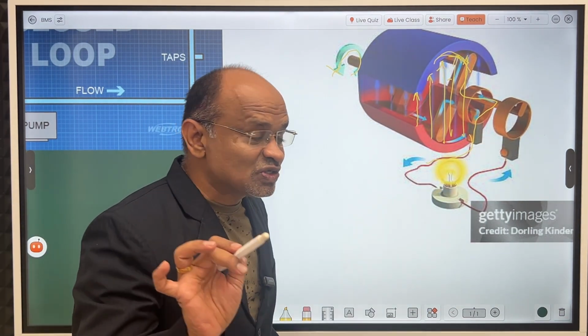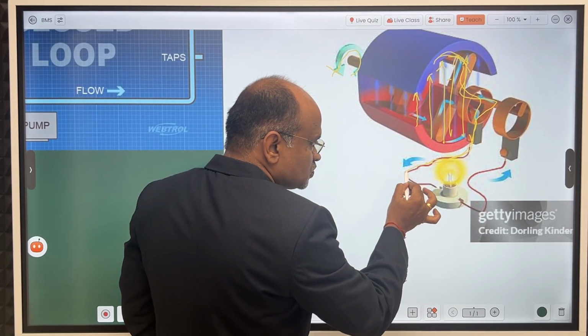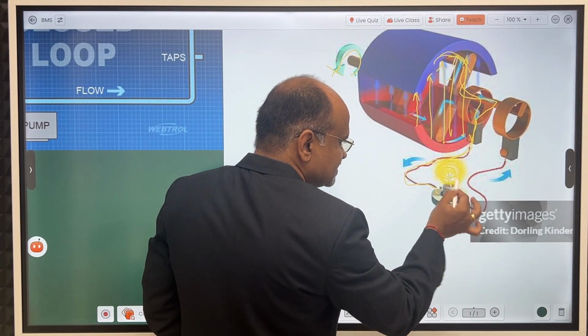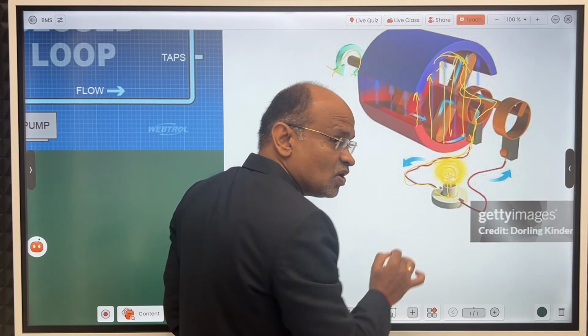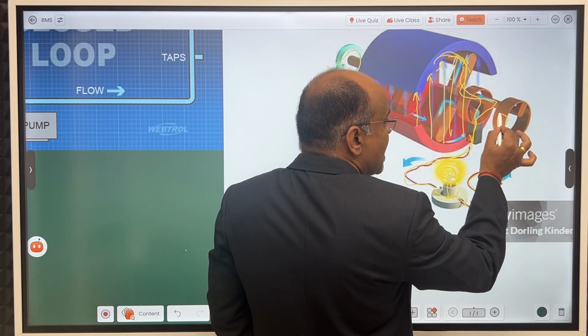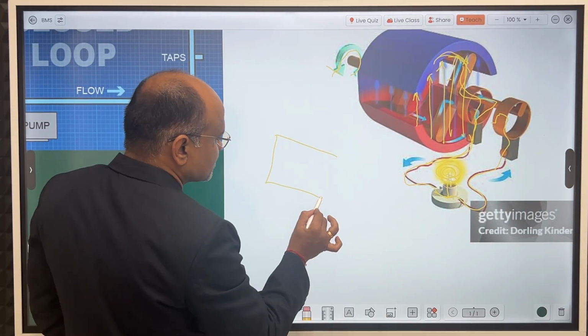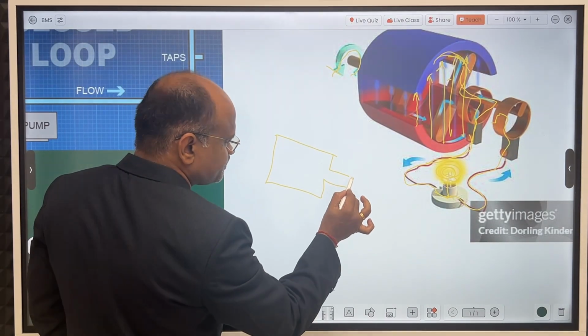Now this is a closed loop. Try to understand. Those will come here through this slip ring. Those will come to this resistance. Okay, this is a resistance or load. From here again, those will come back to, let's say this is a conductor. This is how it is connected.